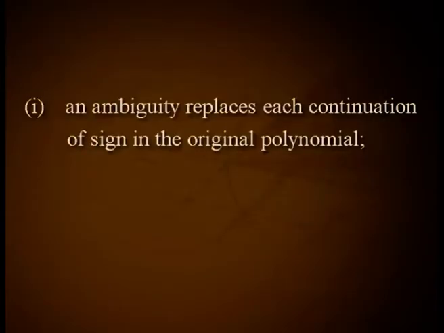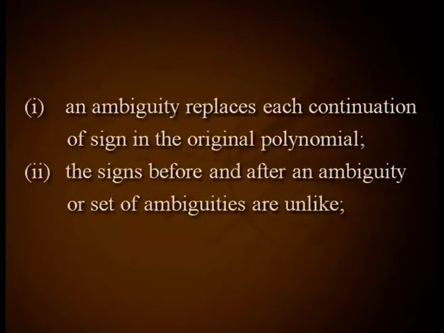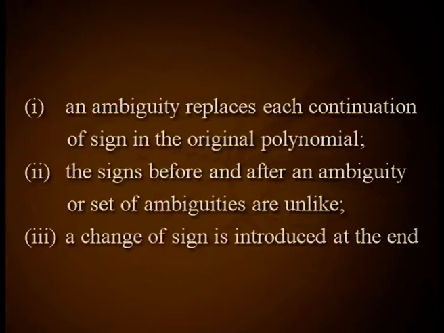Here we see that in the product: 1, an ambiguity replaces each continuation of sign in the original polynomial; 2, the signs before and after an ambiguity or set of ambiguities are unlike; 3, a change of sign is introduced at the end.